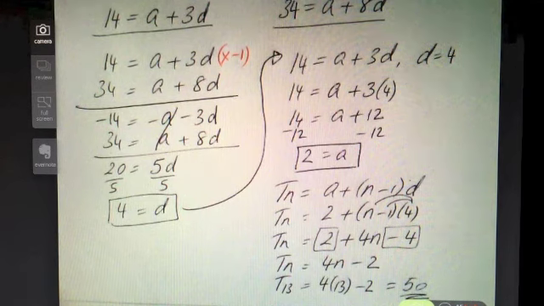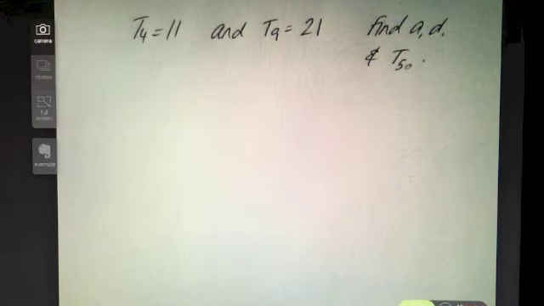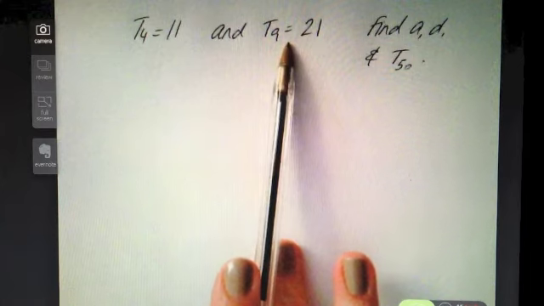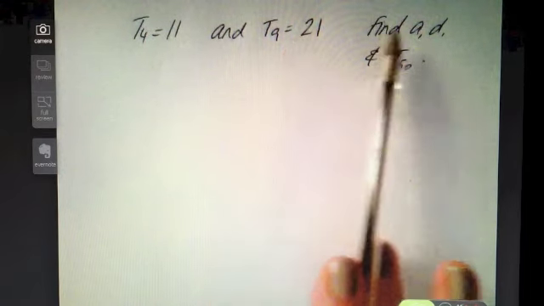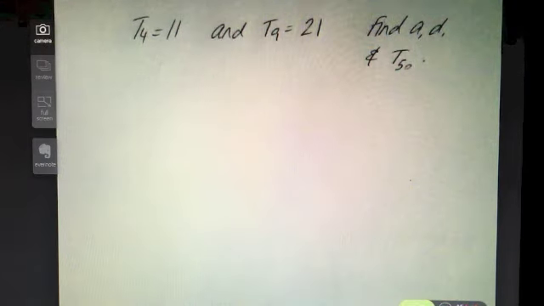And there's my 3 answers. A is 2, D is 4, and the 13th term is 50. Okay, so try this question. If the 4th term is 11 and the 9th term is 21, find A, the first term, D, the common difference, and T50, in other words, the 50th term. Okay, pause the video here and see how you get on.